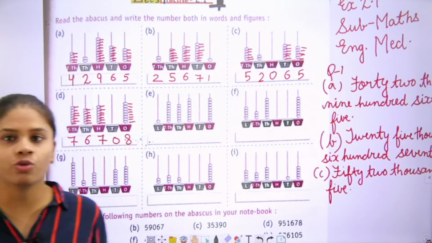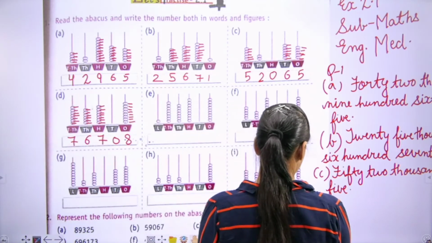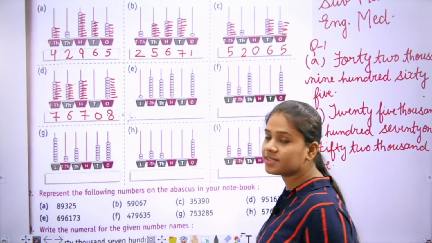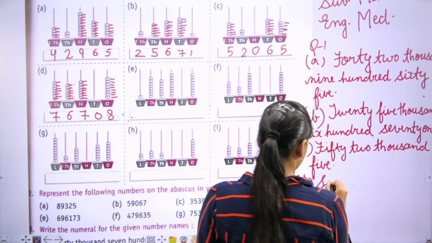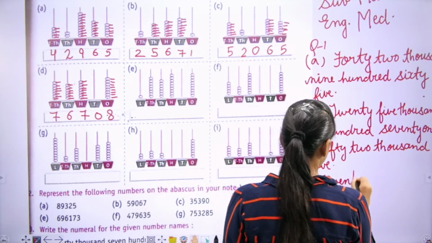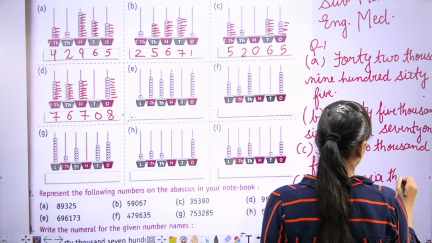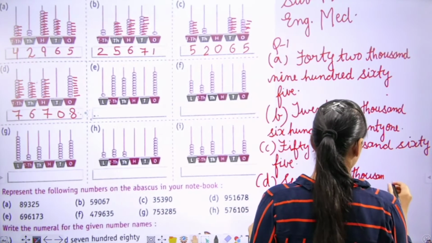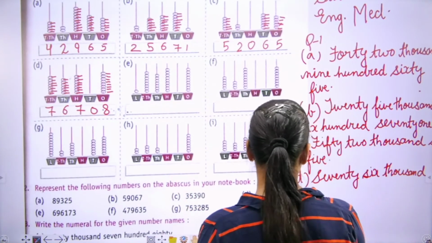Now we have to write in words. That is 76,708. 76,000. 76,708.